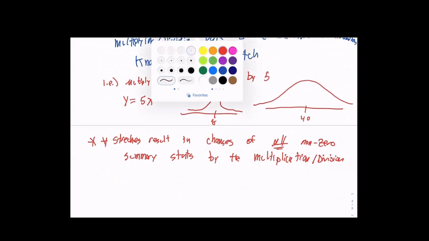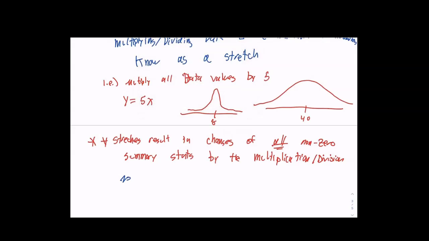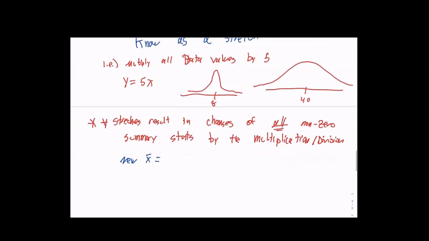So, for example, my new mean would be equal to what? What would my new mean be equal to? Mean times 5. 5 times the old mean. Good. What would my new IQR be? The old IQR times 5.